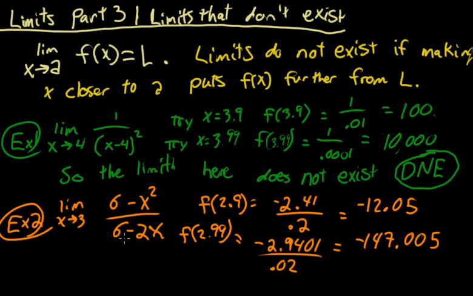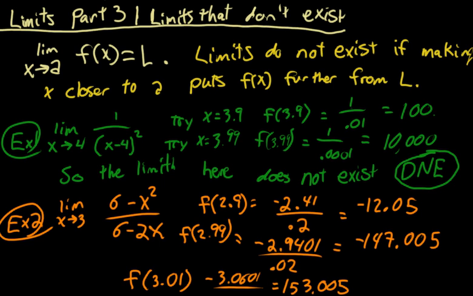If we got closer to 3 from the other side, I'm just going to allude to something we'll go over in the next video, let's say f of 3.01. I think you'll find this example interesting. Well, 6 minus 3.01 times 3.01 is equal to negative 3.0601. And if we divide that by, let's see, 3.01 times 2, 6 minus that gives us negative 0.02. So negative 3.0601 divided by the denominator, negative 0.02, gives us 153.005.